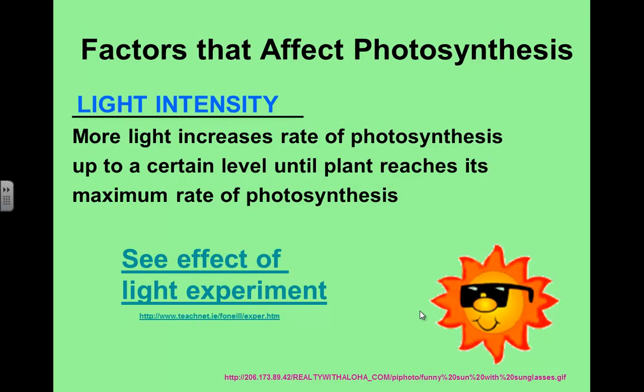Factors that affect photosynthesis: light intensity. More light increases the rate of photosynthesis up to a certain level, until the plant reaches its maximum rate of photosynthesis. Let's say at home you have a plant and you put a lamp, like a reading lamp, close to the plant. If you put it right next to the leaves, you're going to cause the leaves to get too crispy and burn. And so they'll turn brown within a short period of time. You could even kill the plant.